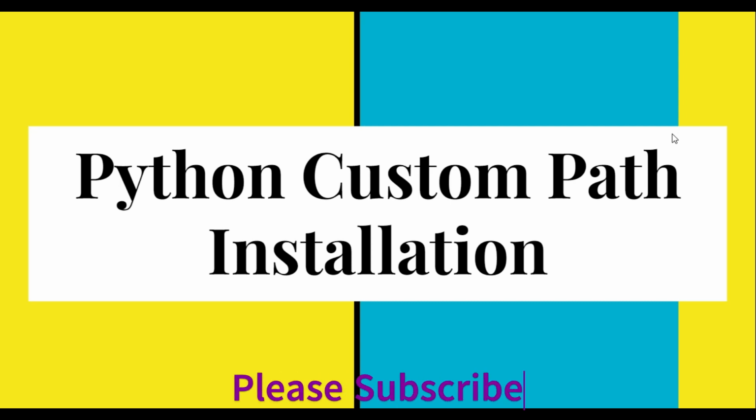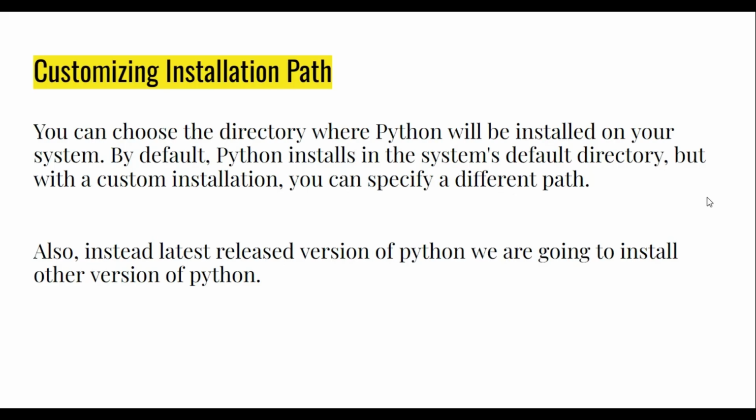So here in this video we are going to see Python custom path installation. Here we are going to customize the installation path. You can choose the directory where Python will be installed on your system. By default Python installs in the system's default directory, but with a custom installation you can specify a different path.